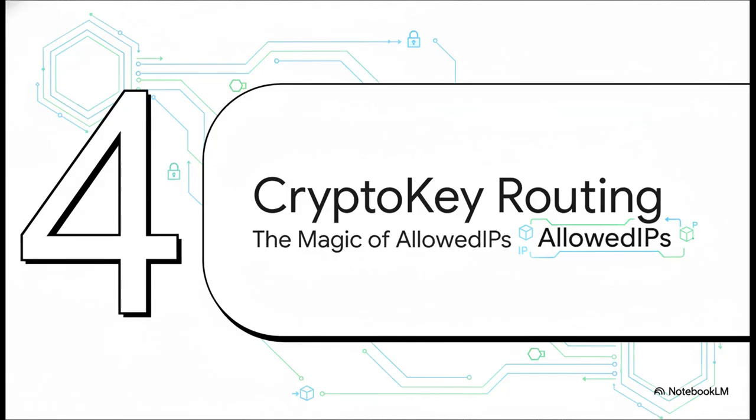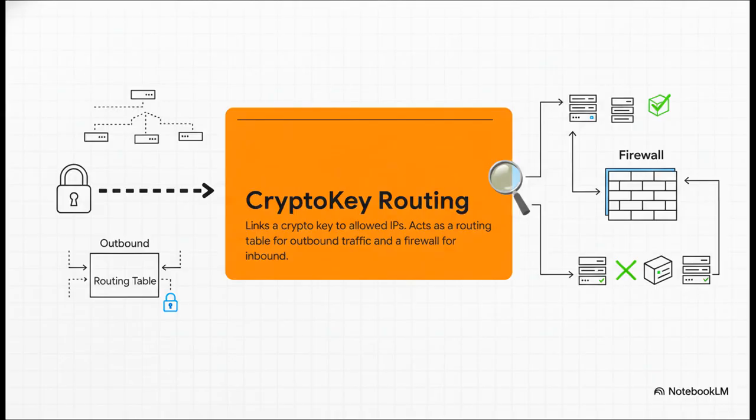So remember that final check we just talked about, the allowed IPs list? Well, that is the key to one of WireGuard's most brilliant ideas, something called crypto key routing. Let's dig into how this one simple setting is doing two jobs at once. The absolute beauty of this system is that the allowed IP setting is basically a two-for-one deal. When you're sending traffic out, it acts like a routing table.